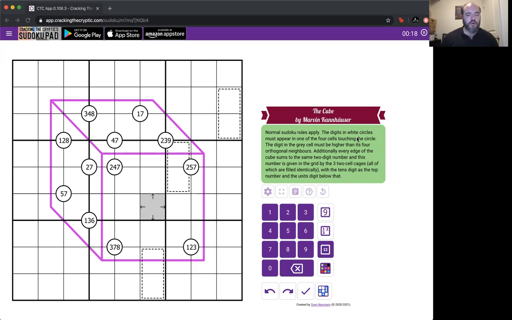Hello, and welcome to a delightful and possibly bizarre Sudoku puzzle. This is the Cube by Marvin Kannhauser, and I clicked on this one originally thinking the lines were going to be German whisper lines, and was very curious about how they were going to set that up. As it turns out, that's not the case.